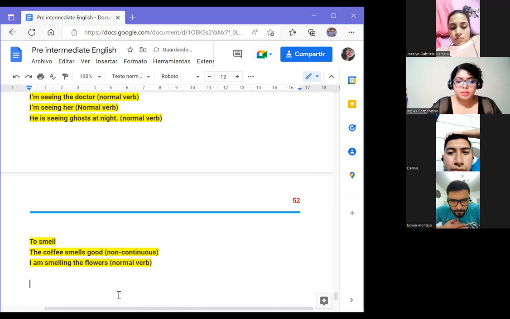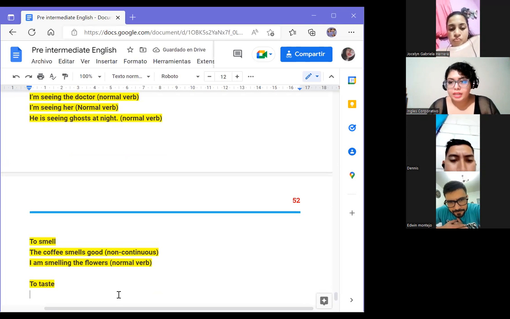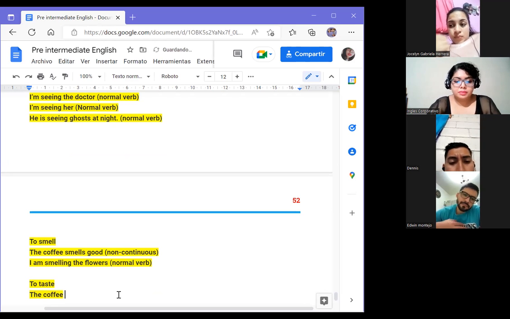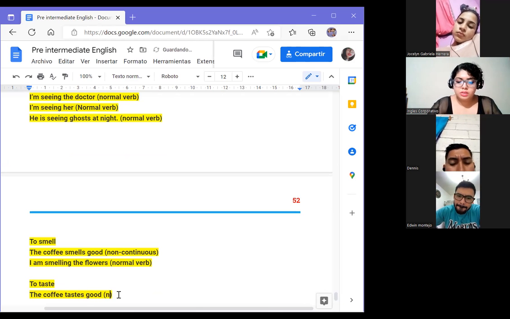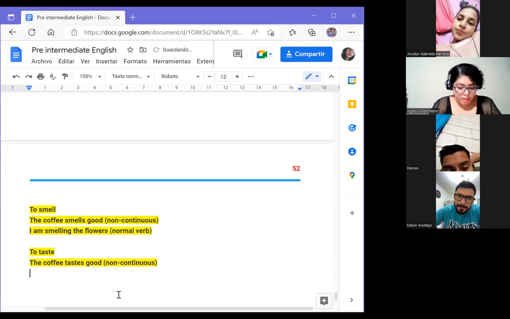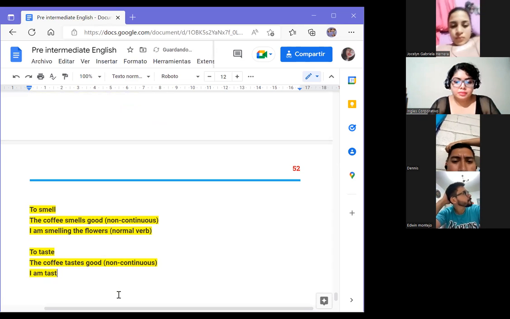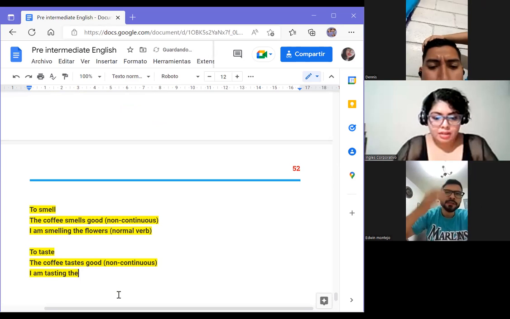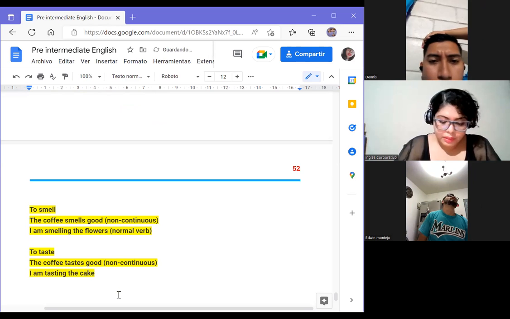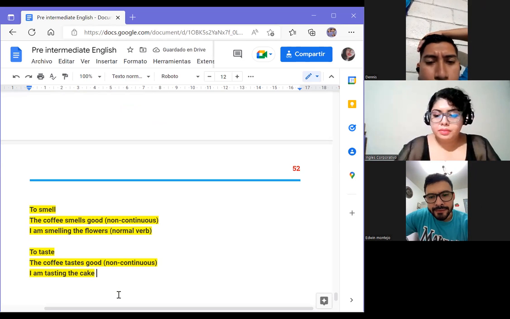Then we have to taste. And the first one says, the coffee tastes good. Again, it is the flavor of the coffee. We are not doing anything with that. So now I'm continuing. And the second one is, I am tasting the cake. In this case, we are doing something, which is tasting. Normal verb.